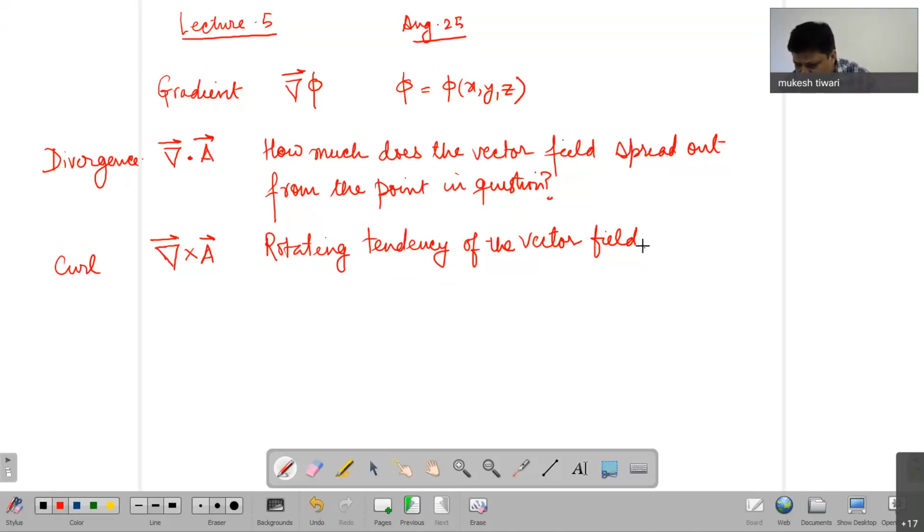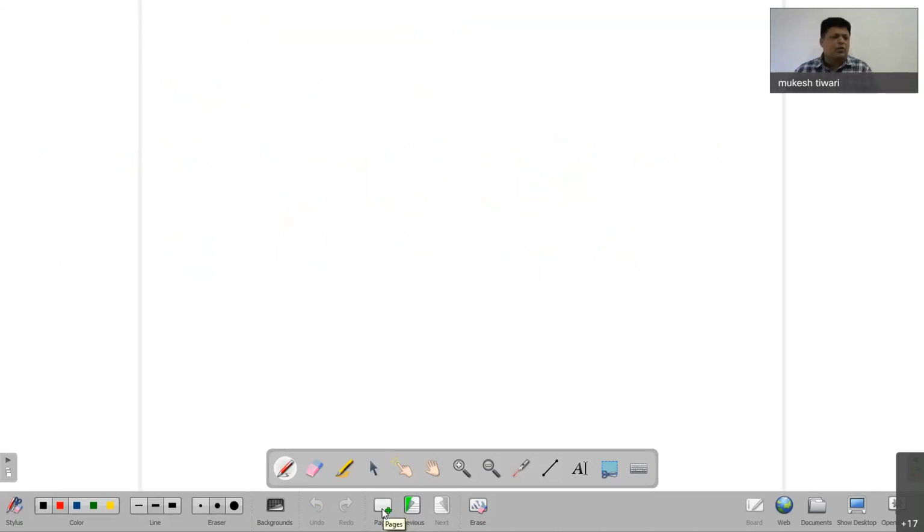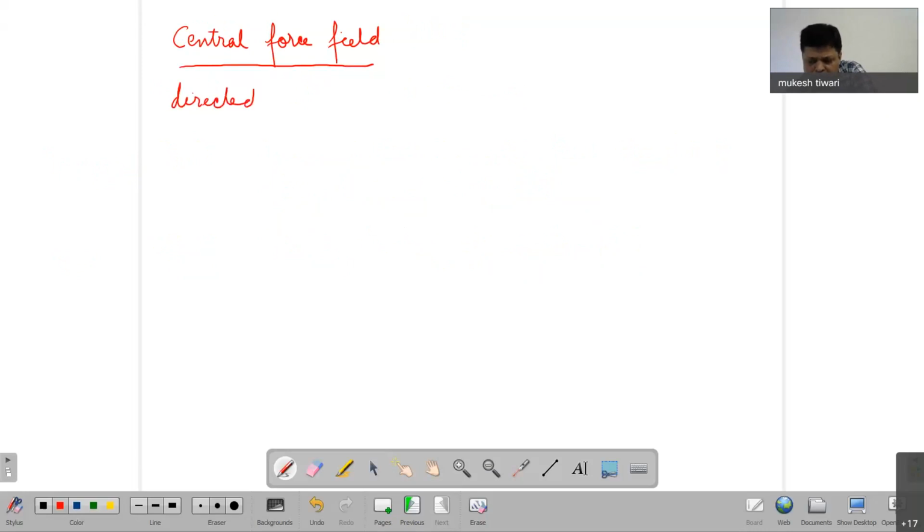So let me start today's class by talking about a special kind of field, force field if you wish. These are the central force fields. By central force field, what I mean is that these fields are directed towards or away from a fixed center.